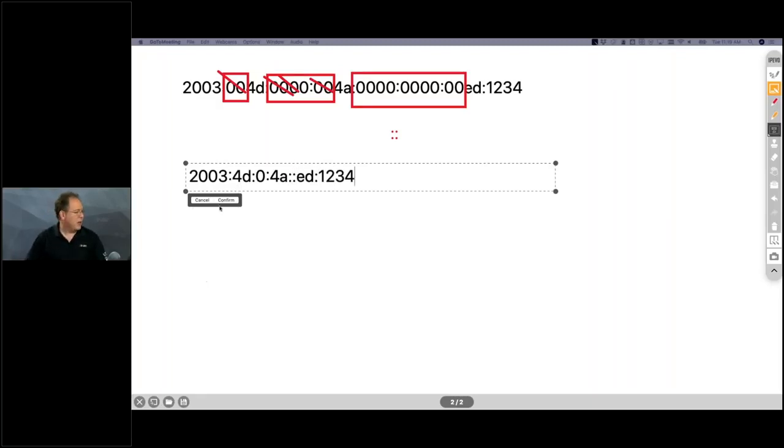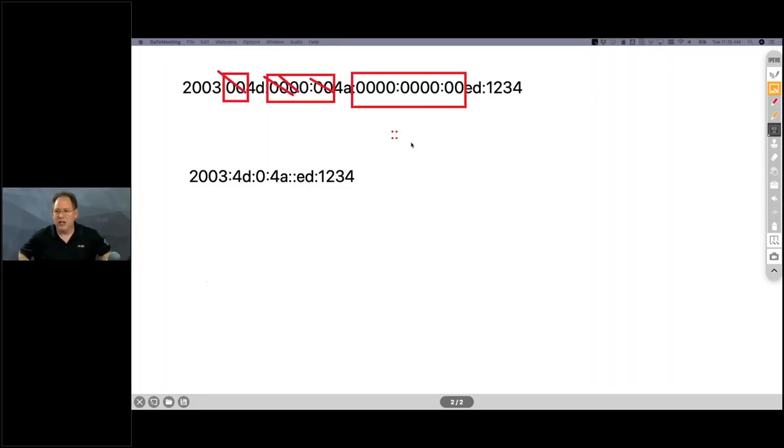Now let me just double check my work and make sure I got that right. 2003, 4D, 0 in the third word, 4A, :, ED, 1, 2, 3, 4. Yep, so that's right. That's the correct answer. That is the shortest we can condense that IPv6 address. All right, let's keep moving on here.